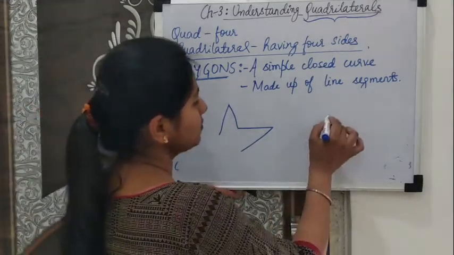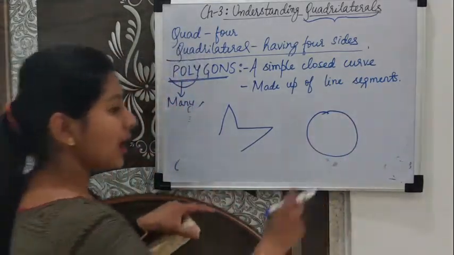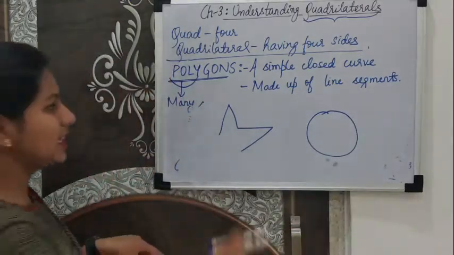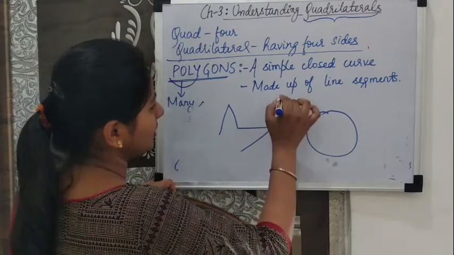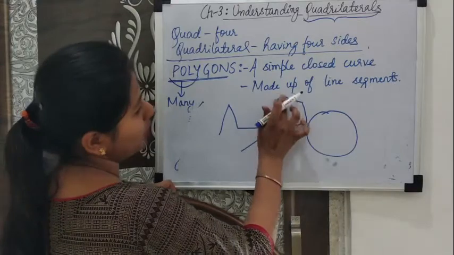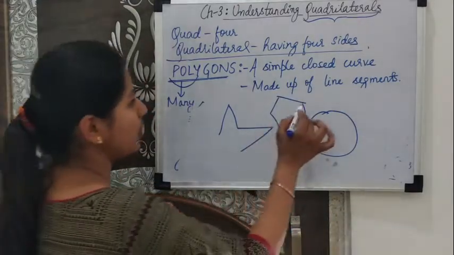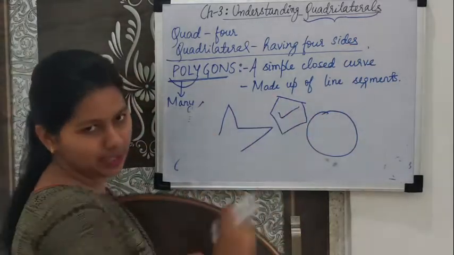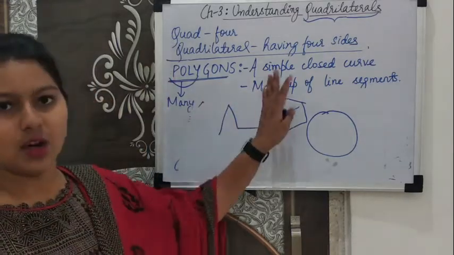Fine. Is it a polygon? No. It is closed, but it is not made up of line segments. That's why these two figures are not polygon. But if I will draw something like this, so is it a polygon? Yes, it is a polygon because it is closed also and it is made up of line segments also. So in this way we can understand what is a polygon.